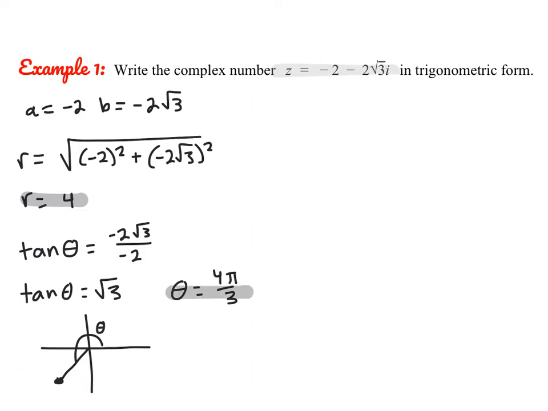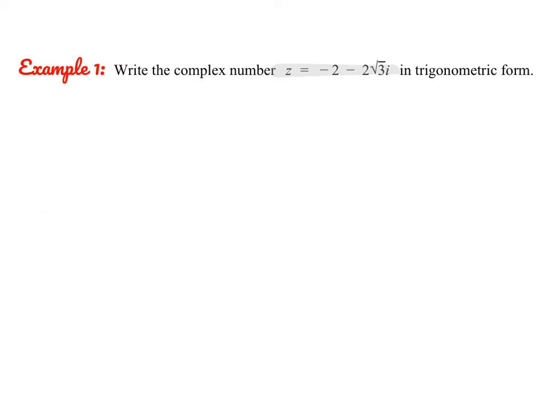Now we have theta and we have r, so we can write it in trigonometric form. z equals 4 times the cosine of 4 pi over 3 plus i sine of 4 pi over 3. And that's all there is to it. Make sure you have a really thorough understanding of this, because writing something in trigonometric form is really just going to be the first step of a larger problem.